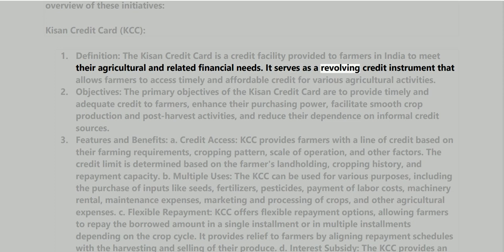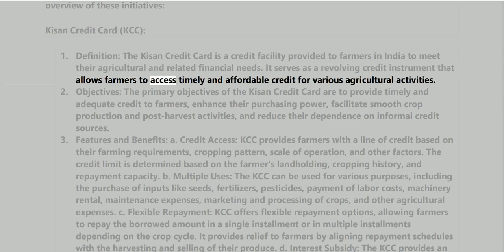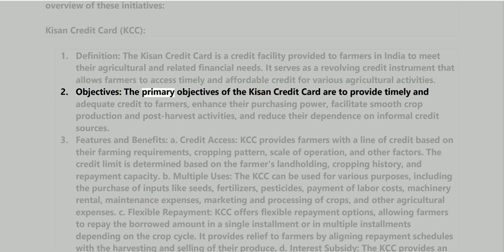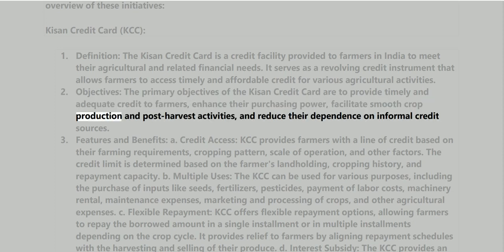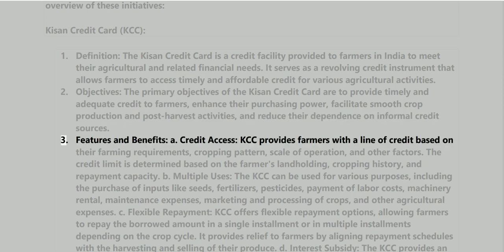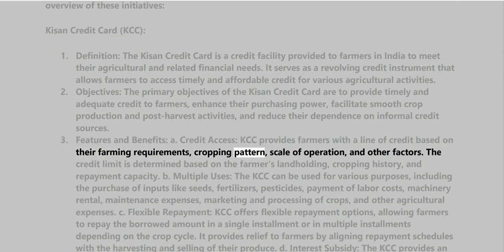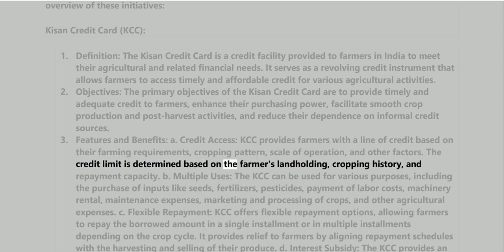It serves as a revolving credit instrument that allows farmers to access timely and affordable credit for various agricultural activities. Two, objectives. The primary objectives of the Kisan Credit Card are to provide timely and adequate credit to farmers, enhance their purchasing power, facilitate smooth crop production and post-harvest activities, and reduce their dependence on informal credit sources. 3, features and benefits. A. Credit access. KCC provides farmers with a line of credit based on their farming requirements, cropping pattern, scale of operation, and other factors. The credit limit is determined based on the farmer's landholding, cropping history, and repayment capacity.